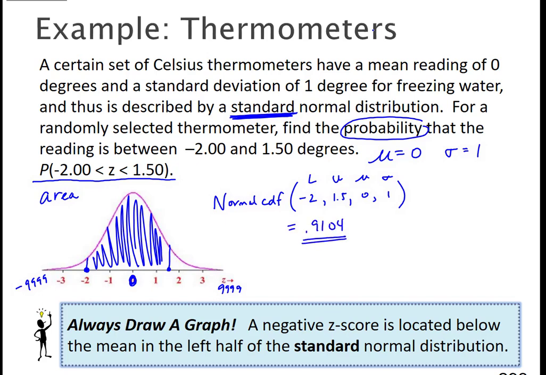0.9104. And again, notice that number is really close to 1. And how much of the graph did we shade? Almost the whole graph. And so again, little graph, little decimal, not close to 1. Big shaded graph, then you should have a decimal that's close to 1.